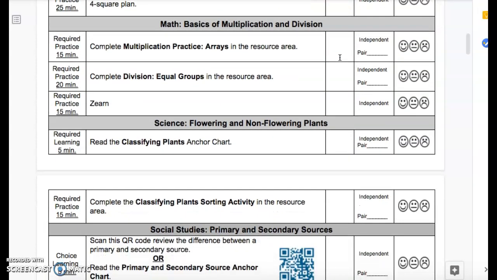Okay, then we have the math section. First, we have a required practice, required practice, required practice. So you can do these in any order. There's a multiplication practice on arrays. It's in the resource area. Next, we have the completed division equal groups. It's also in the resource area. And then you have to go on Zearn. Please make sure you're setting a timer for 15 minutes if you are going on Zearn.